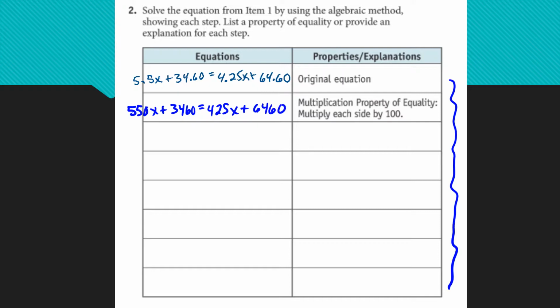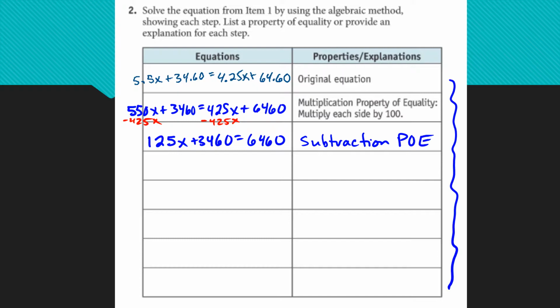Then I'd get my variables on one side. If I show that real tiny, I'd minus 425x from both sides. The result of my step would look like 125x plus 3460 equals 6460. And what I did was the subtraction property of equality. I'll call it subtraction POE for short.